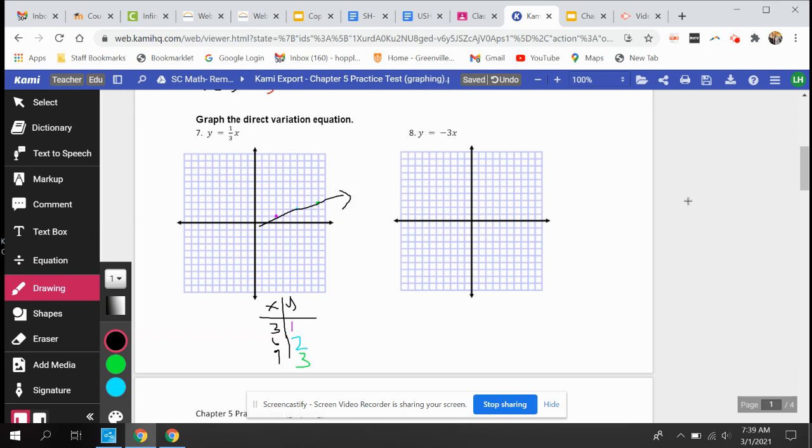For number 8, then, do the same thing. Come up with a table of values and plug in any numbers here. Because it's not a fraction, you can use any numbers. 0, 1, 2, 3. You can do 1, 2, 3, whatever you want to do for 7 and 8.